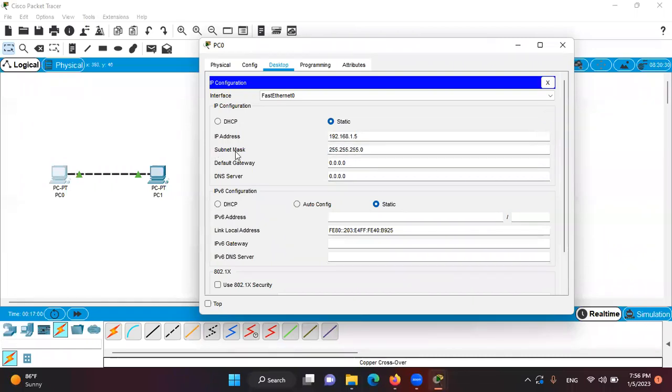So we have a new word here, which is called subnet mask. Let me explain the subnet mask a bit here.